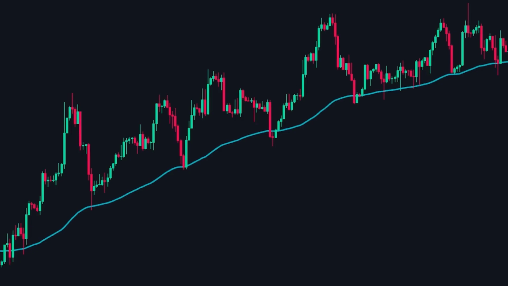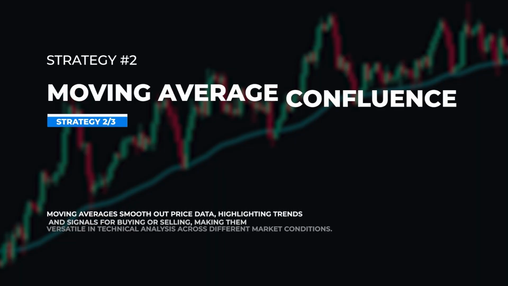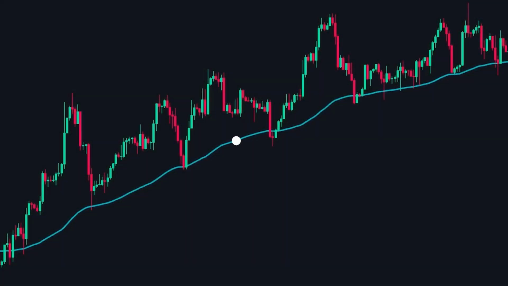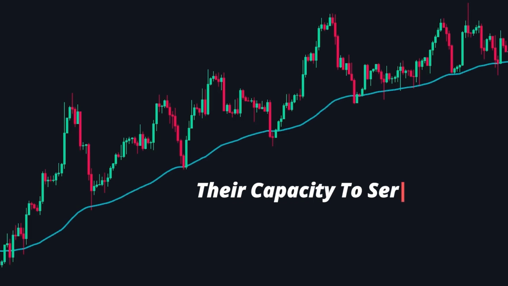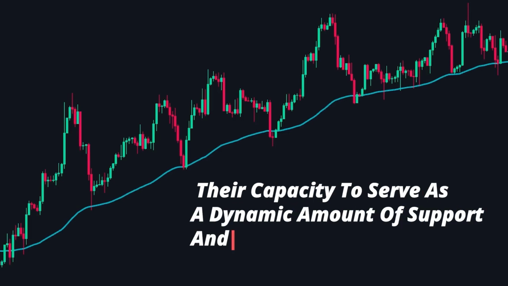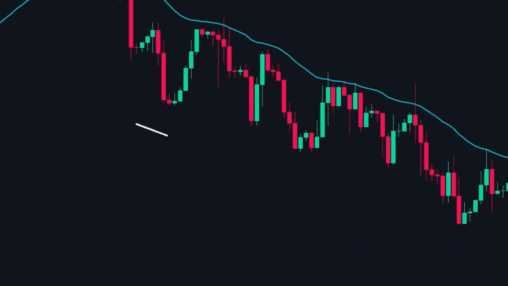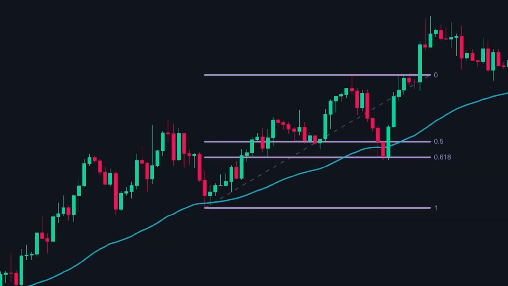Now let's move on to the next strategy. Strategy number 2, Moving Average Confluence. Moving averages are a straightforward indicator with a variety of applications. One important application is their capacity to serve as a dynamic level of support and resistance. In an uptrend, the moving average can provide price support, and in a downtrend, it can act as resistance. We'll combine this notion with the golden zone to find high probability trades.